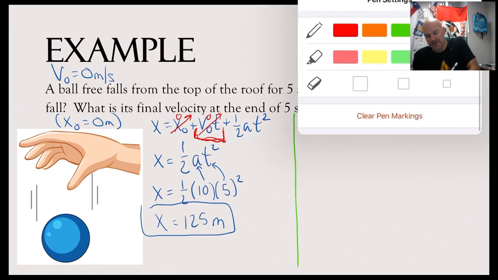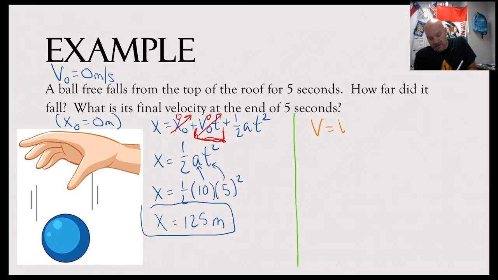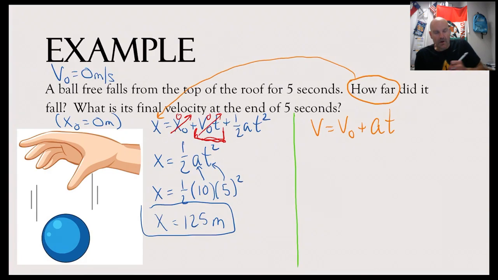All right, so now let's go to the other side, where we're going to figure out how fast it is moving. So I use my v equals v0 plus at. Sometimes students ask, how do I know which equation to use? How far always goes with position. This says, what is the final velocity? So I know I've got to use v equals v0 plus at.